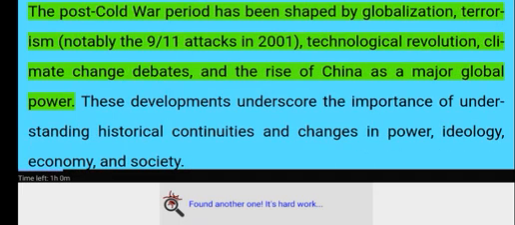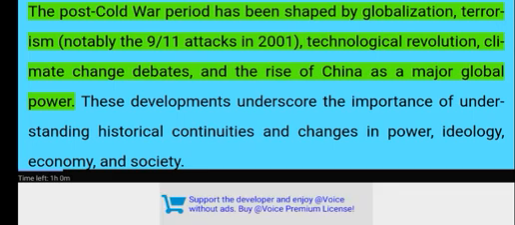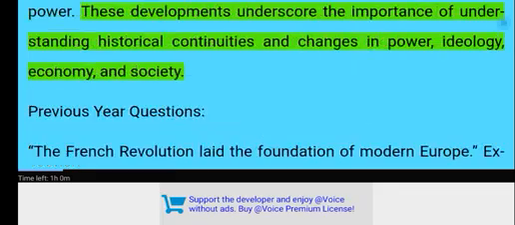The post-Cold War period has been shaped by globalization, terrorism (notably the 9/11 attacks in 2001), technological revolution, climate change debates, and the rise of China as a major global power. These developments underscore the importance of understanding historical continuities and changes in power, ideology, economy, and society.